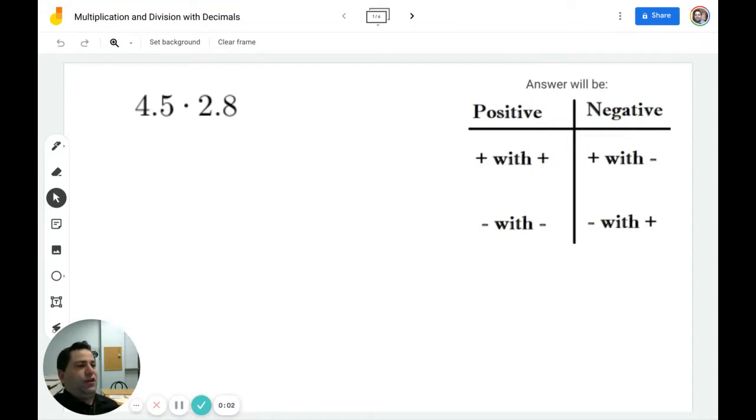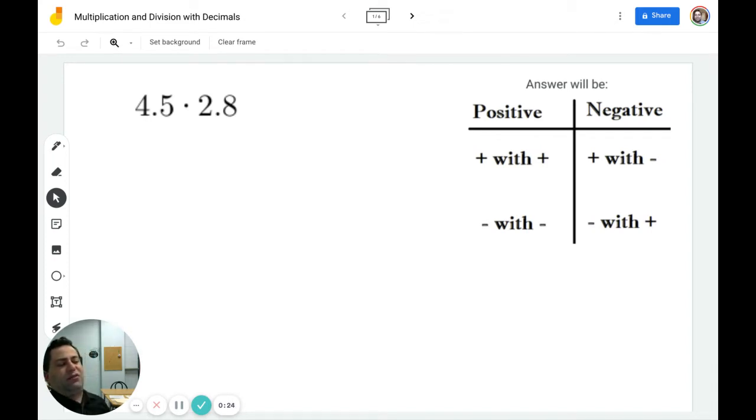Hello, welcome to our next video on multiplication and division with decimals. Before we begin calculating, I just want to draw your attention to the chart in the upper right. This is the same chart we used with multiplication and division of integers, and it is used to determine what sign to put on your answer. Let's take a look at number one.